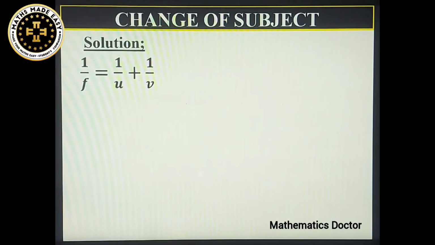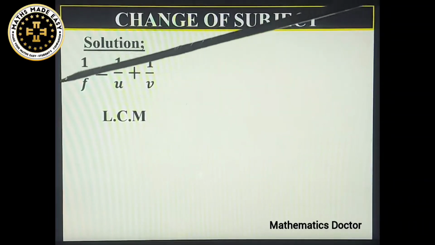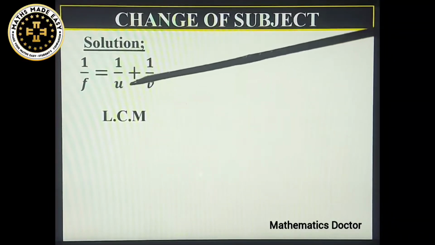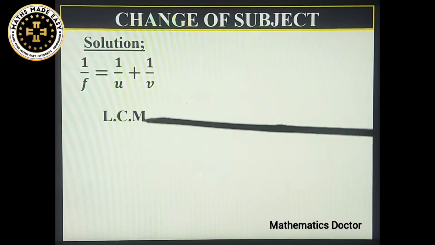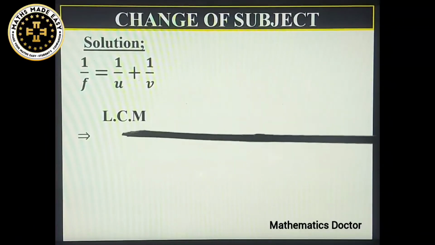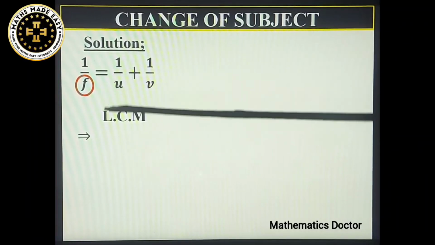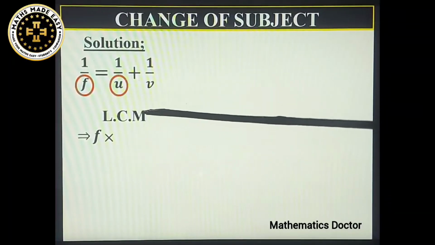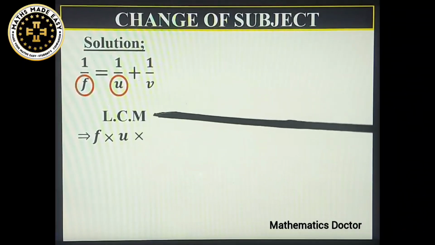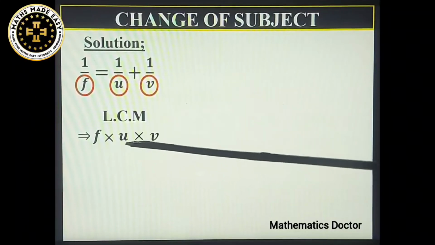At this stage, we want to first of all find the LCM. As we learned from the beginning, we have to use the denominators of each of the fractions to form the LCM. Now we have the first denominator, which is f, so let's get into it. So we take f, which has been circled with a red circle. Now f multiplied by the next one, u, and then still multiplied by v. So at the end of the day, we have f times u times v.